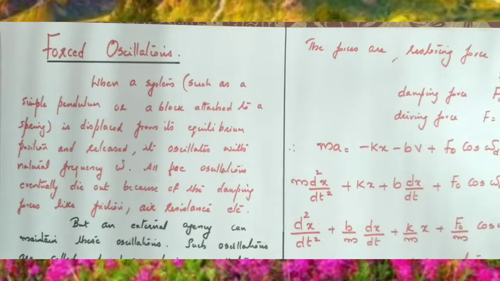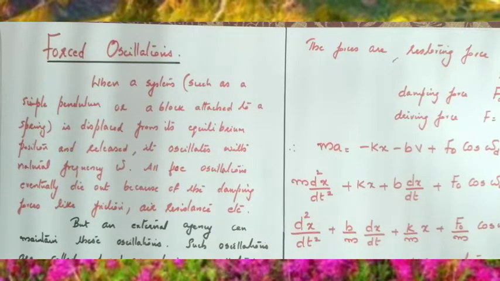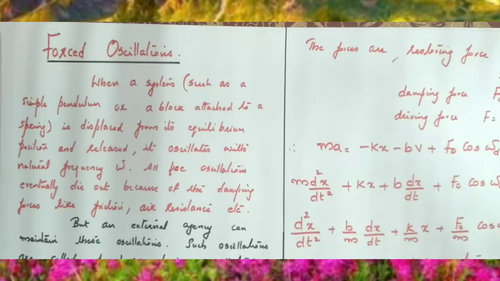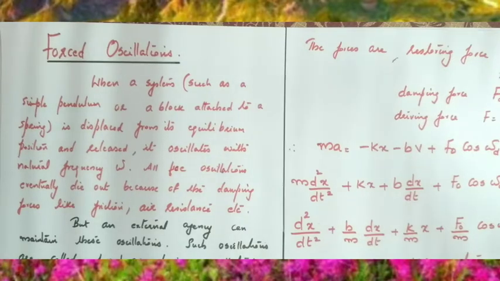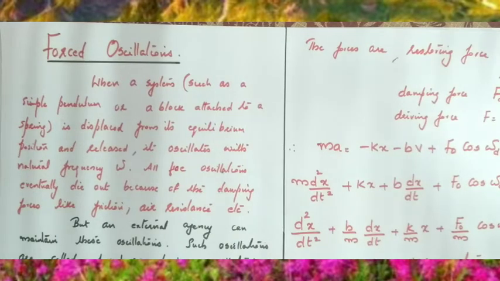We are going to learn about forced oscillation or driven oscillation. We have studied that in a pure simple harmonic motion, the amplitude remains constant throughout. In damped simple harmonic motion, the amplitude goes on decreasing with time, and it is due to some damping forces like air resistance, frictional force, viscous force, etc.